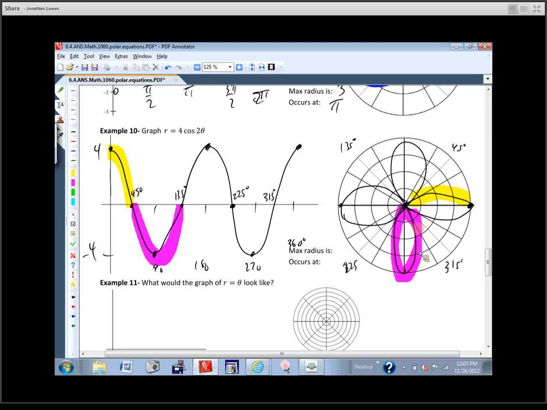That's this one. This one is right here. This one's here. And then I come back and I finish this one off with that piece there.